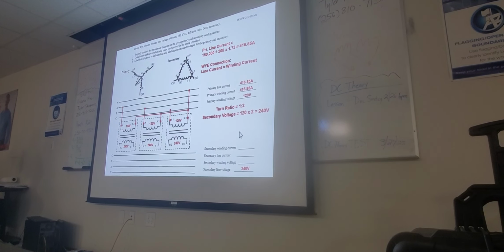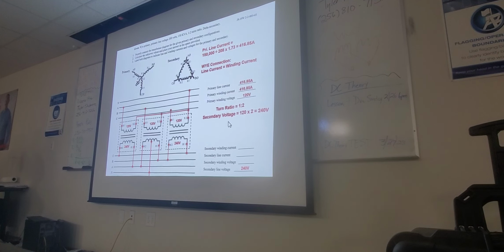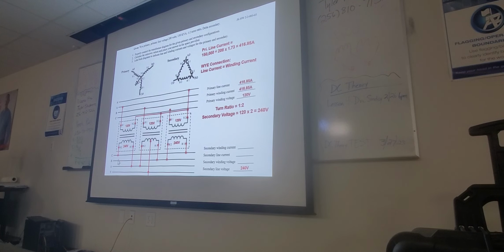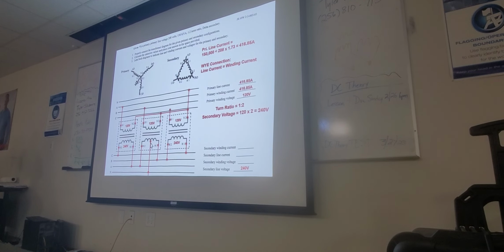What will our secondary line voltage be? 240 volts. Why is that? It's parallel. It's delta. So we're going to hook that up. H2 to C, H1 to A, H2 to A. What is this? That's a corner ground.